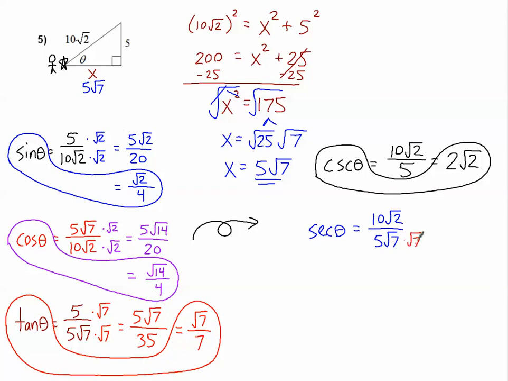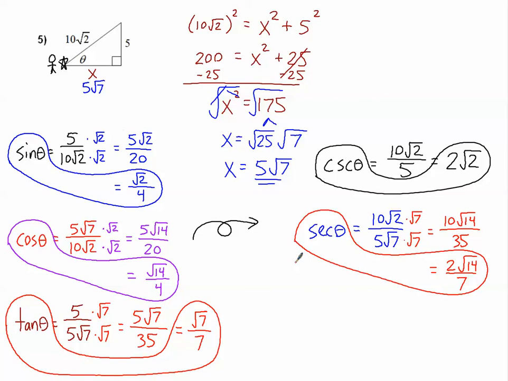I'm going to multiply by the square root of 7 to the numerator and to the denominator. Square root of 2 times square root of 7 becomes that square root of 14, and the 10 is just on the outside of that. 10 square root of 14. Square root of 7 times square root of 7 is 7, times 5 is 35. 10 35ths can reduce by 5. There are 2 5s in 10, so there's still a 2 there. And there are 7 5s in 35. So 2 square root of 14 divided by 7 is my secant. And I have one last one to do, and that is my cotangent.